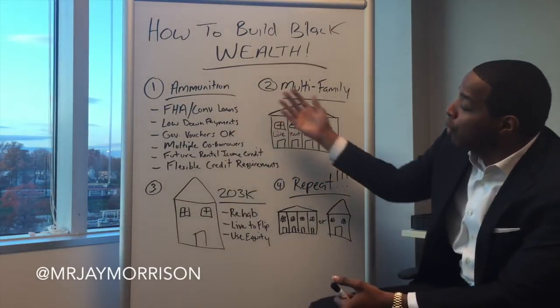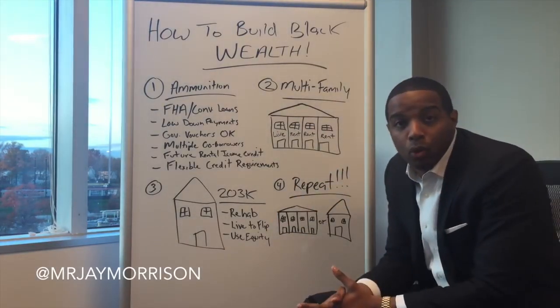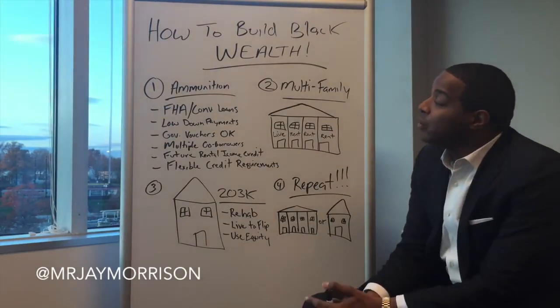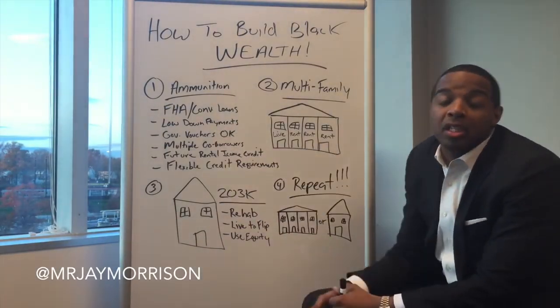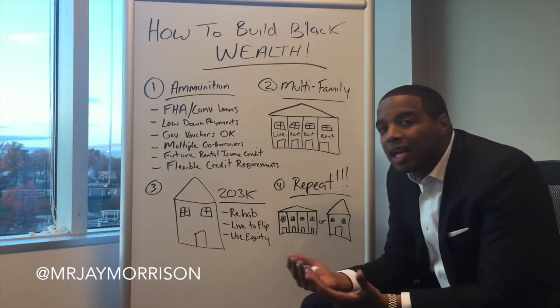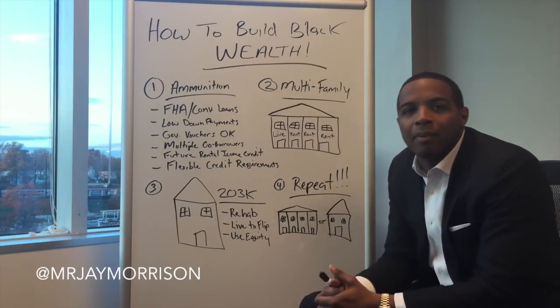So as you see, I have a four-part strategy on the board, all right? One of the main things we have to understand is what our ammunition is. Like, where does our ammunition lie? Like, how can we do this? It sounds cool, build Black wealth. All right, I'm in, I'm listening.